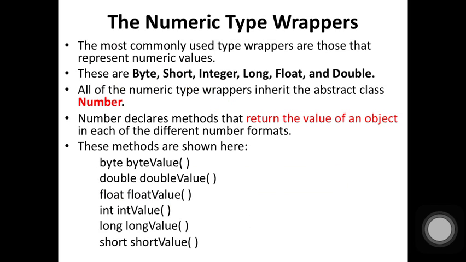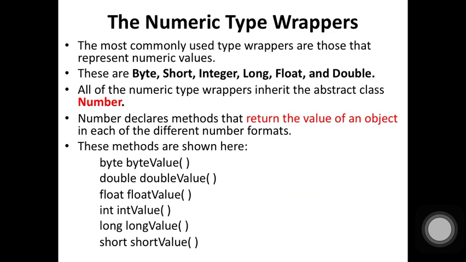And in the same way we have some numeric type wrappers. The most commonly used type wrappers for numeric values are Byte, Short, Integer, Long, Float, and Double. All of the numeric type wrappers inherit the abstract class Number. So all these classes extend from the Number class. Number declares the methods to return a value from that particular object. So we have certain predefined methods there inside.